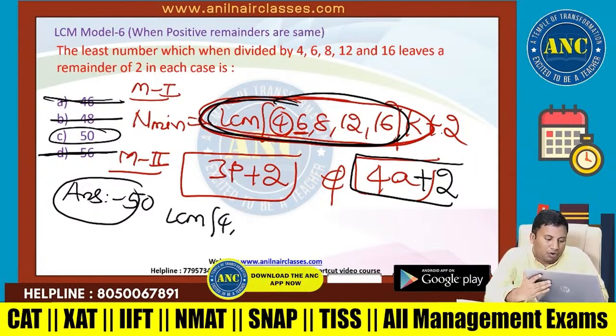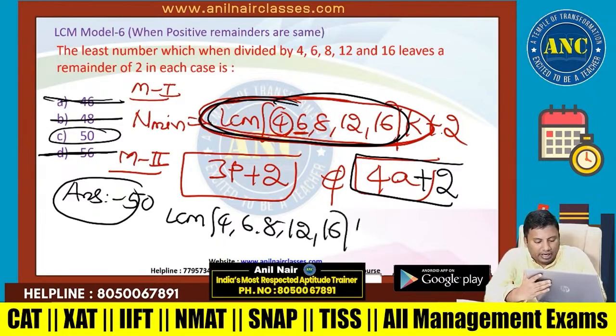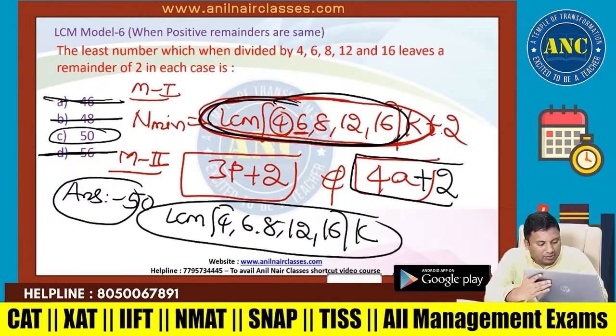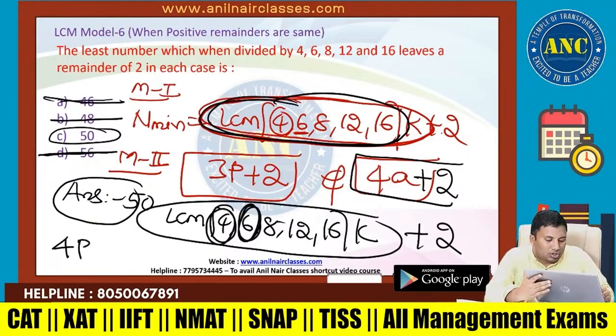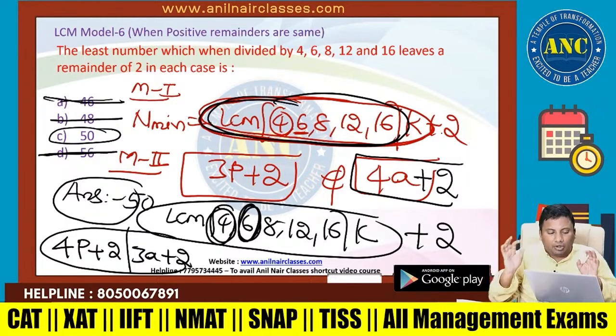LCM of 4, 6, 8, 12, 16 into k. This entire number is divisible by 4. This entire number is divisible by 3. It gives a remainder 2. The answer should be 4p plus 2 or 3a plus 2. Go by the answer option. You don't need to write your answers. I am not interested in listening to your answer unless I ask you to solve a question. Listen to my class carefully. I hope it is clear.